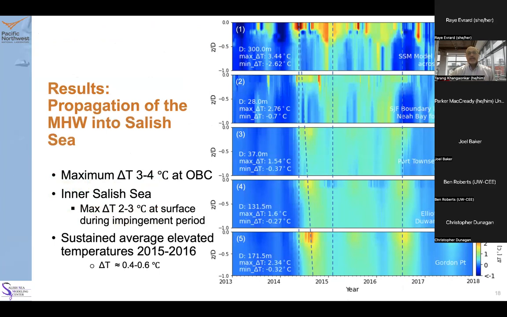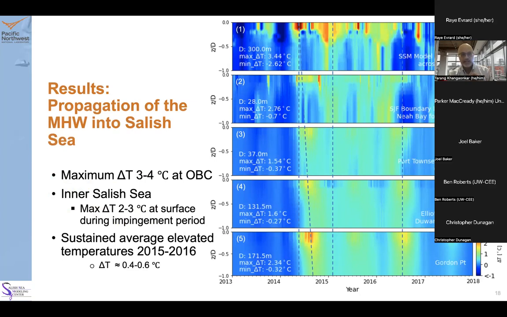And so we ran these two scenarios and subtracted them to see the effects of the heat wave going through Puget Sound. On the x-axis, you have years, and on the y-axis, you have temperature. And each panel is a station that starts from the continental shelf boundary. And you see how the heat wave comes in around September.